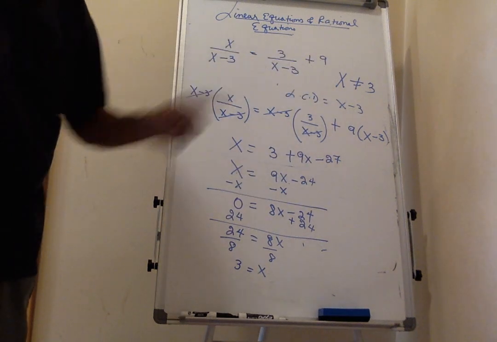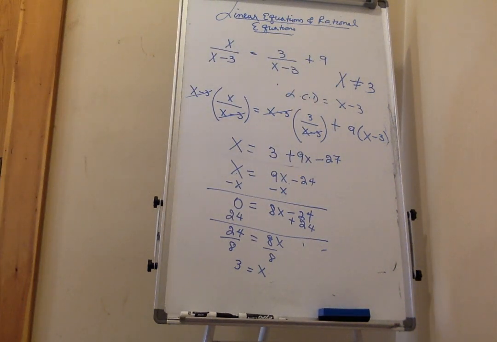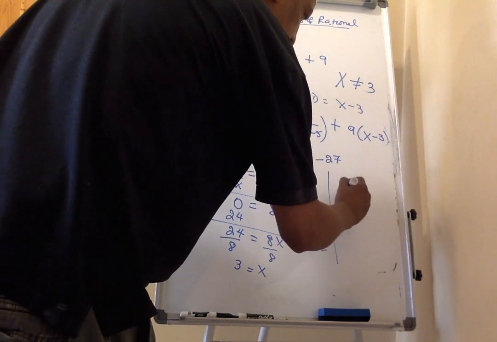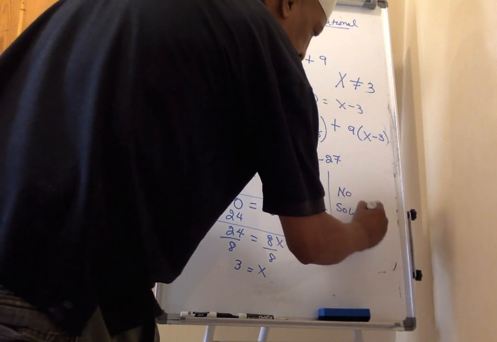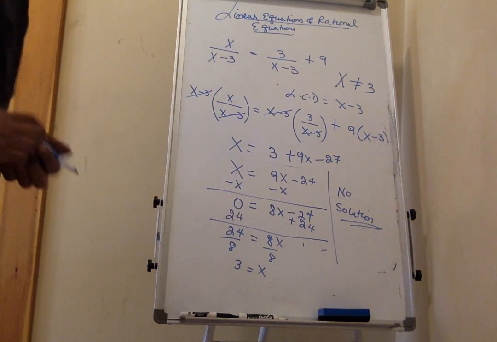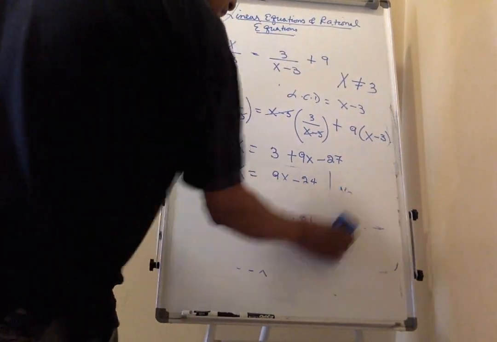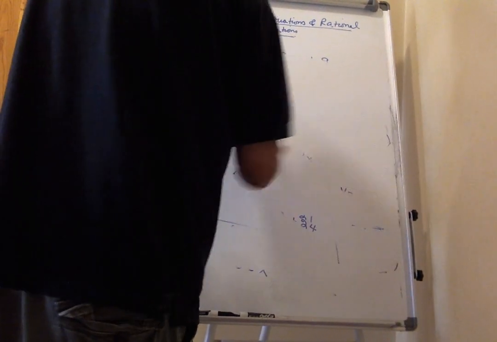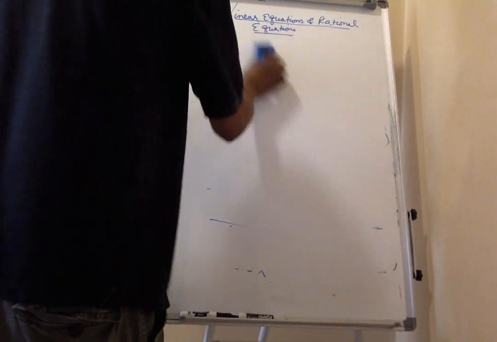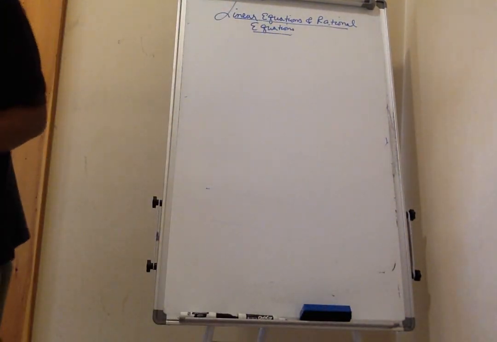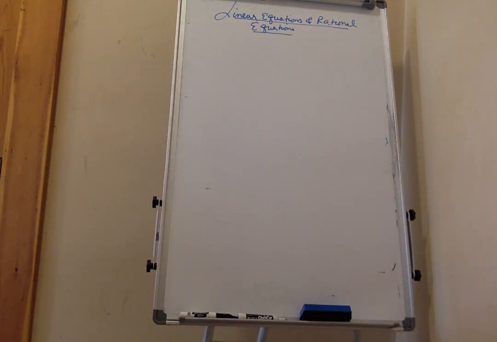In the beginning, we said x cannot equal 3, whatever value we get. We ended up with x is equal to 3. So meaning what? This rational equation has no solution, because x is equal to 3. So your answer would be no solution. That's why it is important to always look for a restriction in a rational equation. Okay. Let me do another one.